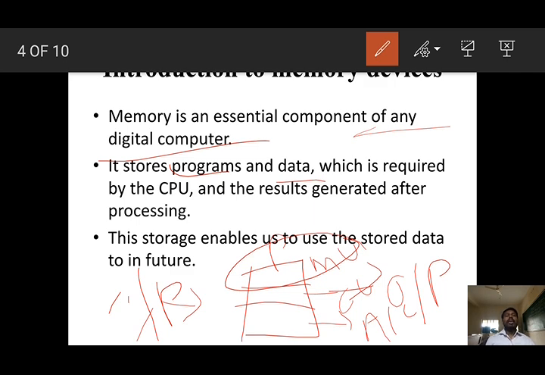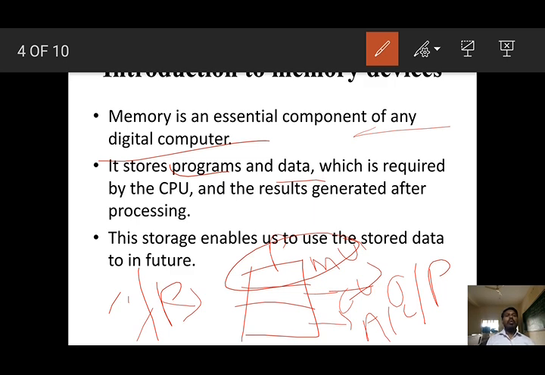Same scenario: it stores programs and data which are required by the CPU. For which purpose? To process. So to process the data, it has to be stored in the computer. It may be temporary or permanent, that is secondary. But in general, the data has to be stored to process. After the process, we will get the result. The result also must be stored. Understand? Right. This storage enables us to use the stored data in the future.